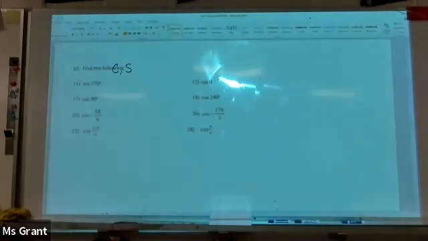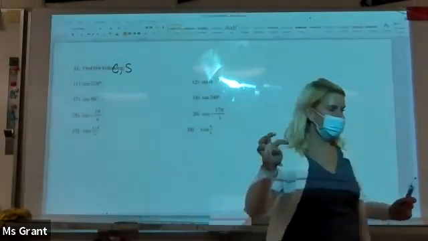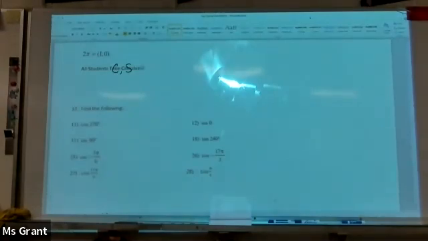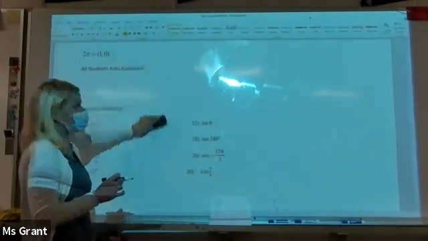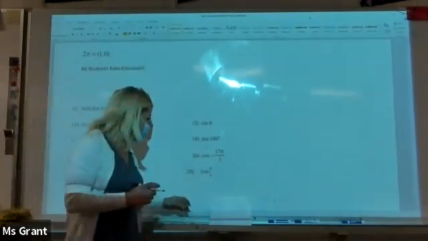All right, we are on day 4 of our final exam review. We are doing trigonometry today. So I'm starting on basically the second page, and this is "All Students Take Calculus."